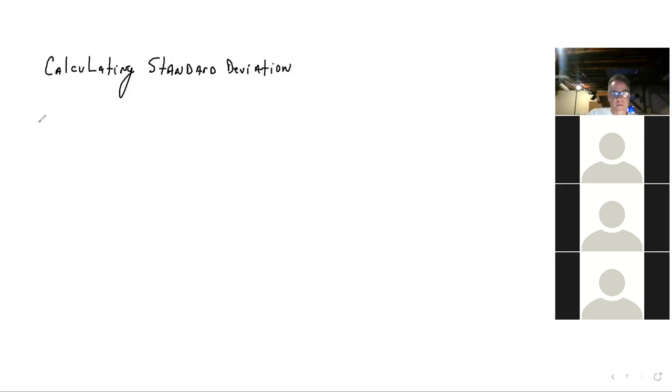All right. It is multiple steps. So step one. First thing we want to do is calculate the mean. So find the mean of the data set. Add up all the data values, divide by the number of data values.